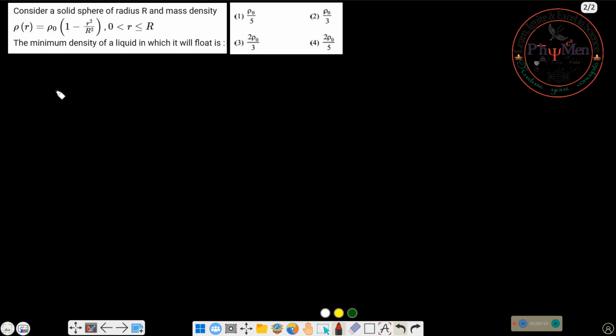Today I am going to discuss another problem on fluid mechanics. The question is, consider a solid sphere of radius R and mass density given by this expression. Rho is a function of r, rho naught times 1 minus r square by R square, where r varies from 0 to capital R. The question is the minimum density of a liquid in which it will float. So let's proceed.